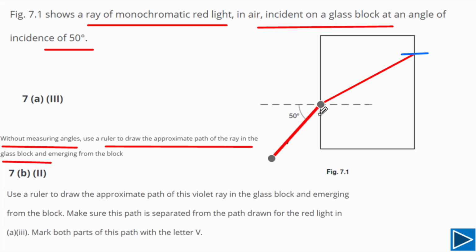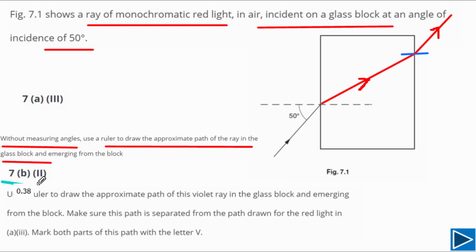We can draw the incident ray here, then we can move this one from here to here. So we can make it a little short. So this is our emergent ray. It simply means that the angle of emergence, this angle, is also 50 degrees because this angle is also 50. We can also draw small arrows to show the direction of travel of light. So this is how we can draw small arrows.